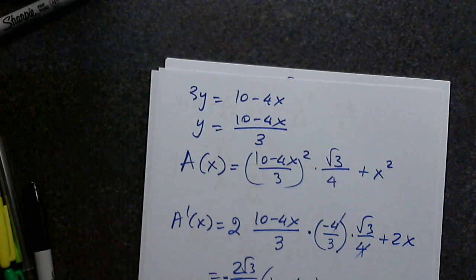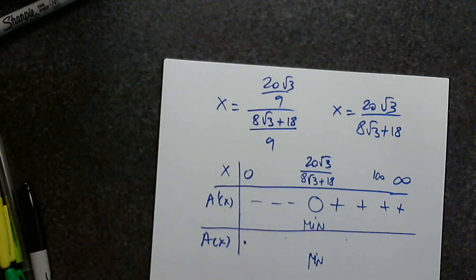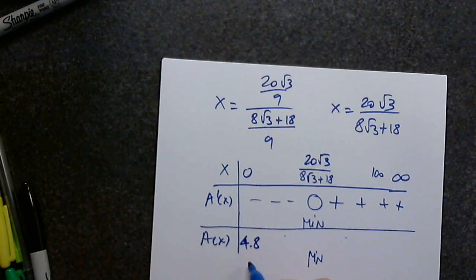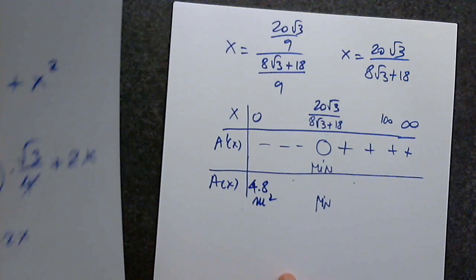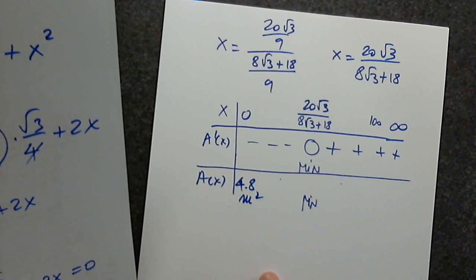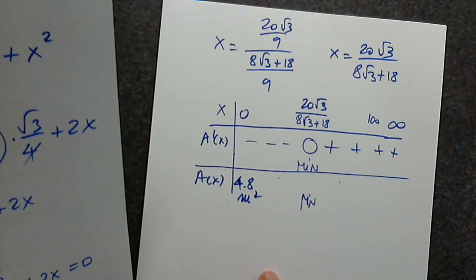Meters squared? Is that what you got? I was just doing it off the top of my head. Oh, okay, that's good. So multiplied by the square root of 3 divided by 4, so multiplied by the square root of 3. So 4.8 square meters. When there is no square, just a triangle.